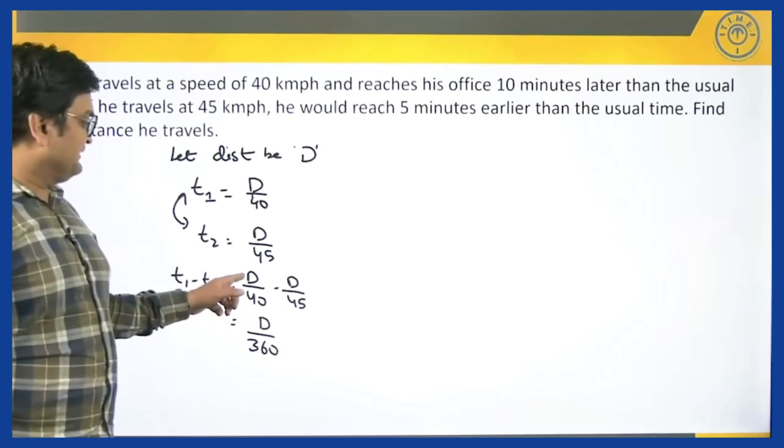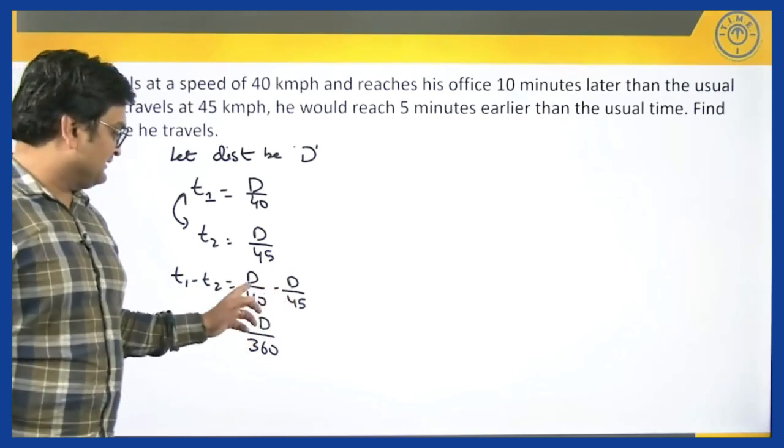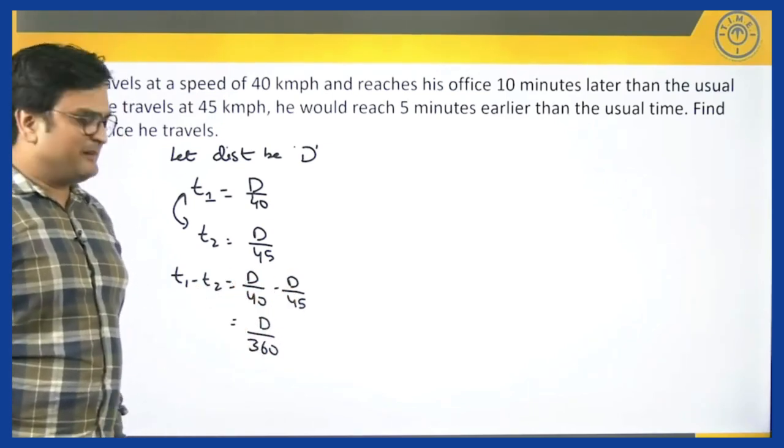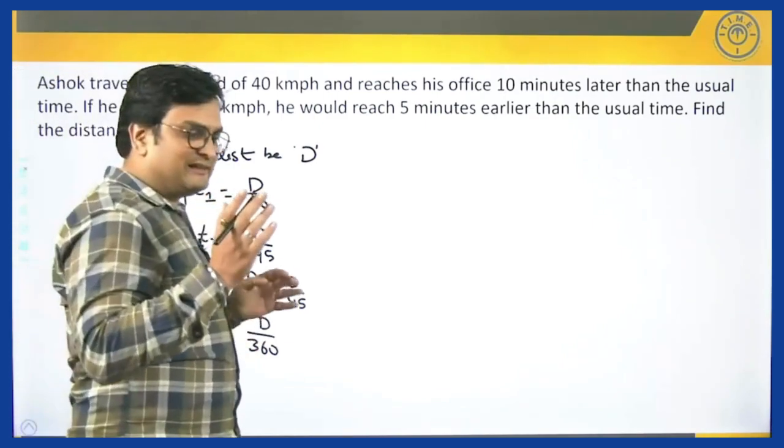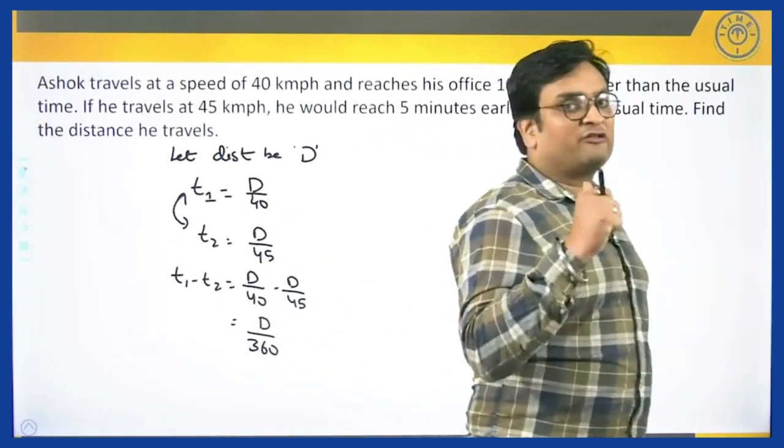Okay, 40 into 9, 360, 45 into 8, 9 minus 8, 1, so d by 360. This will be equal to t1 minus t2, so basically the difference in the times. Now, what will be the difference in the time?